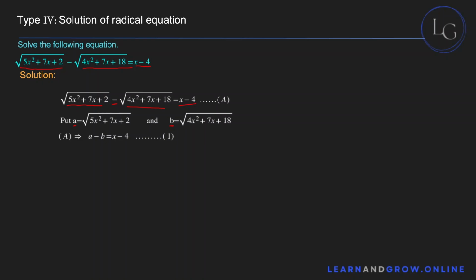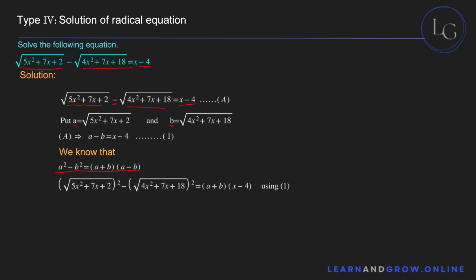And we'll call this equation 1. Now, we know this. This is a very basic algebraic expression, an algebraic formula, if you will. And it basically says that a square minus b square is equal to (a plus b)(a minus b).